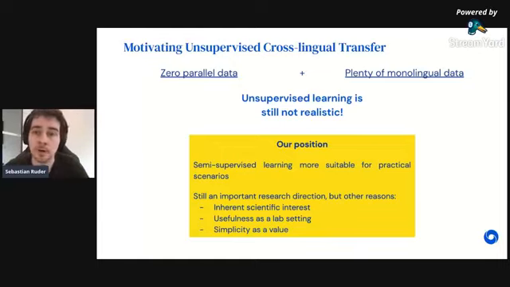It can also be useful simply as a control setting to analyze the impact of monolingual data on your models, or as a strong baseline. And finally, for a few cases, for instance, if your languages are very high resource, then this completely unsupervised setting, or particularly completely unsupervised methods, can actually be quite useful in practice because they're a lot easier to use than their counterparts, which, for instance, require lexicon data as additional supervision.